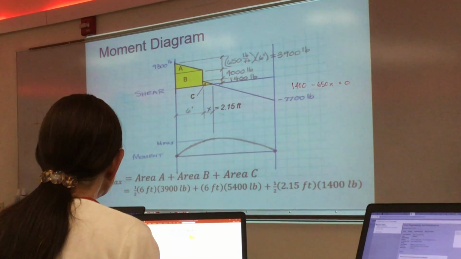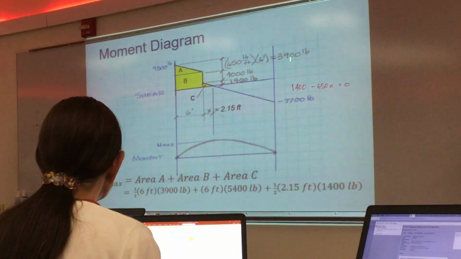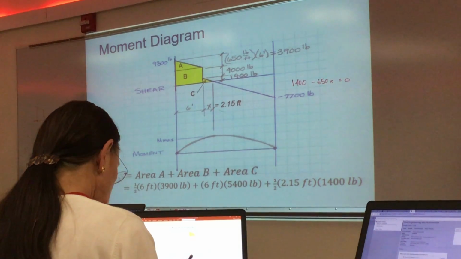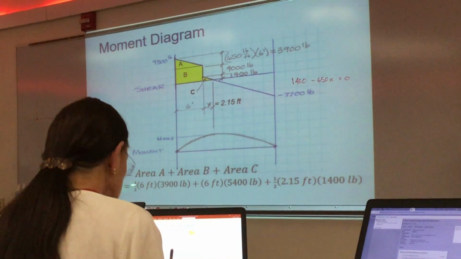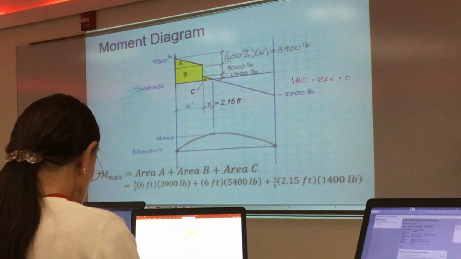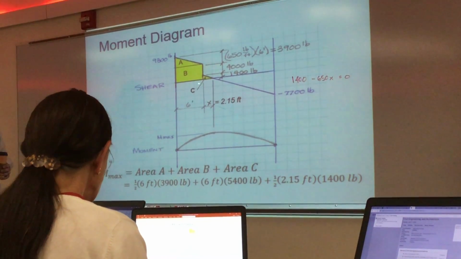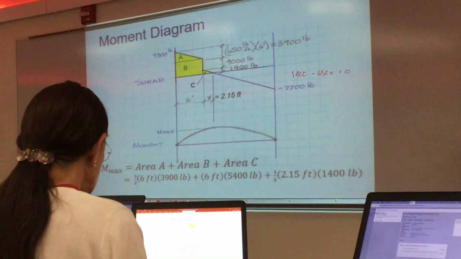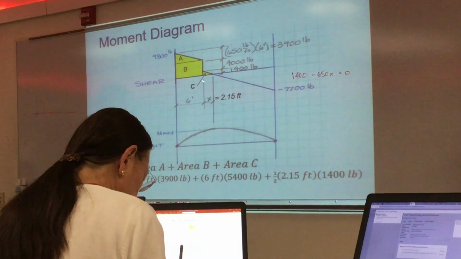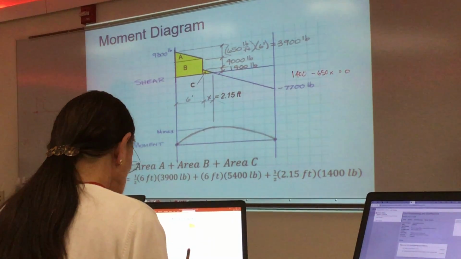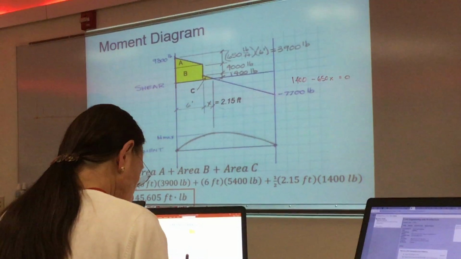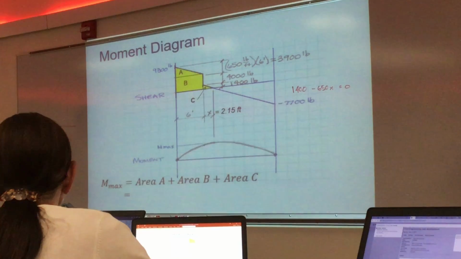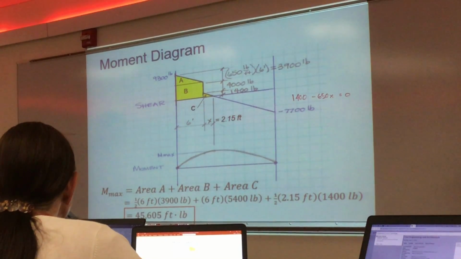So area of A, it's 3,900 tall, which is why they gave us that in the first place when we were doing our reactions, times 6 divided by 2. That's the first piece. Area B is 6 feet times 5,400, 4,000 plus 1,400. And area C is 1/2 times 2.15 times 1,400. And that gives me 45,605, which is a little bit different than 45,608, which they got based off of the math. There's a little rounding involved.